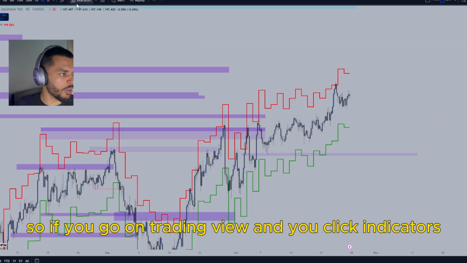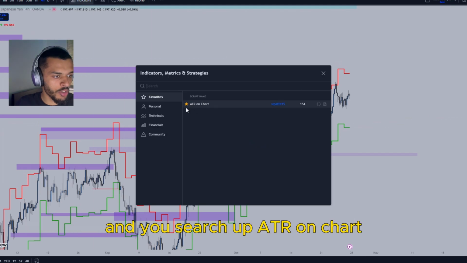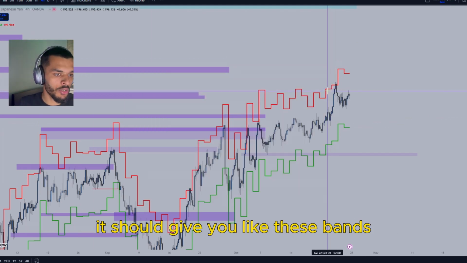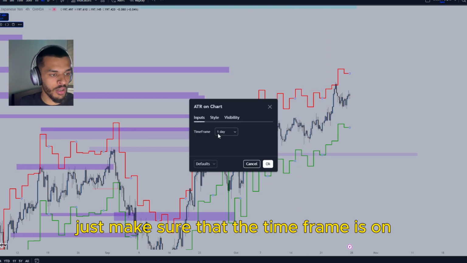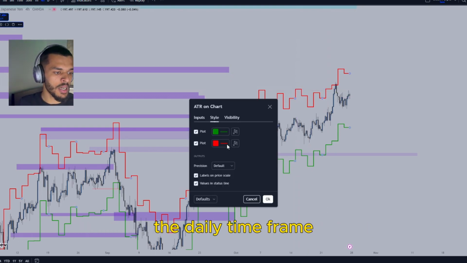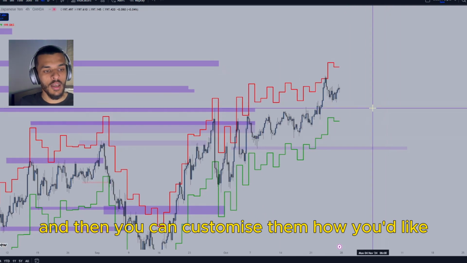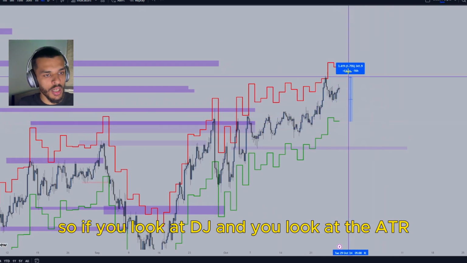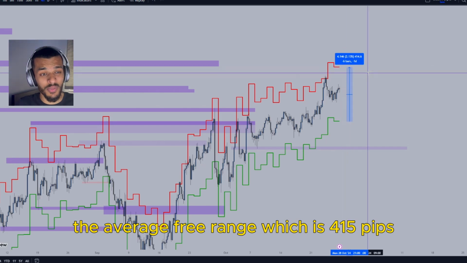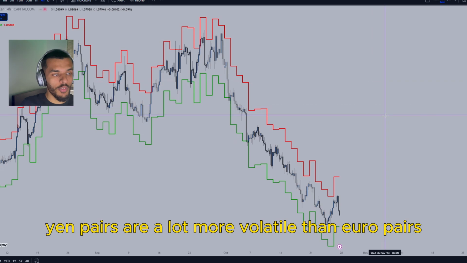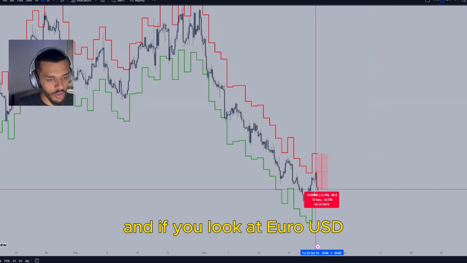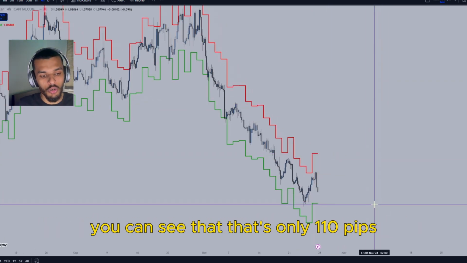So if you go on TradingView and you click indicators and you search up ATR on chart, it should give you these bands, and if you double click on them, just make sure that the time frame is on the daily time frame, and then you can customize them how you'd like. So if you look at GJ and you look at the ATR, the average true range, which is 415 pips, that's because yen pairs are a lot more volatile than euro pairs. And if you look at euro USD, you can see that that's only 110 pips.